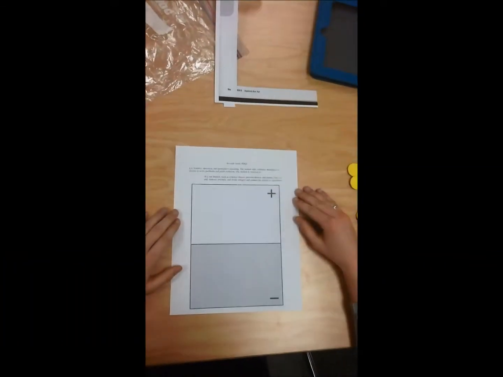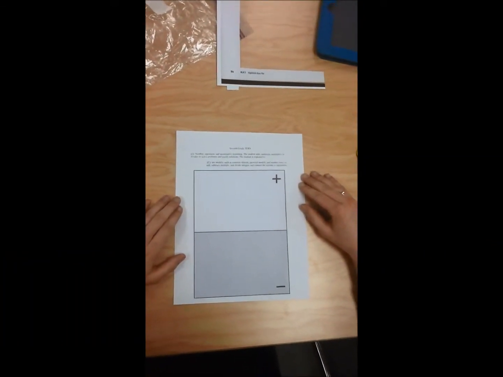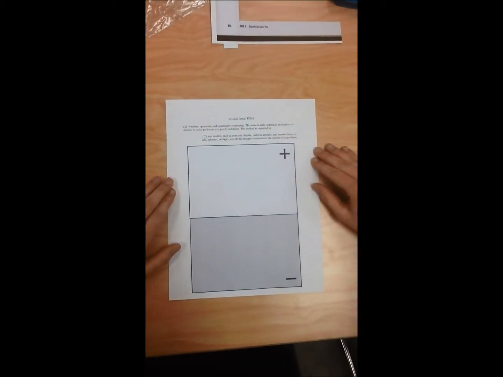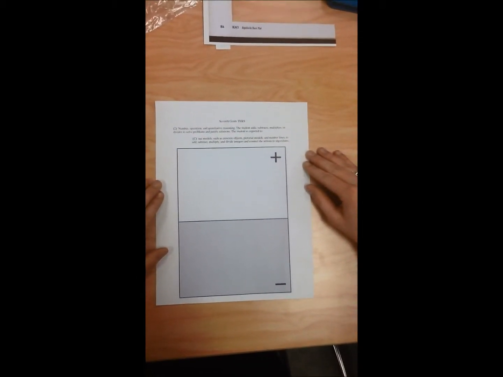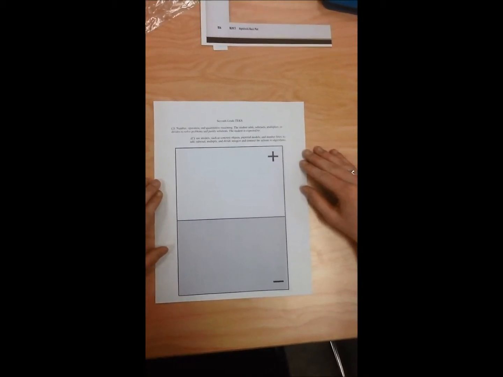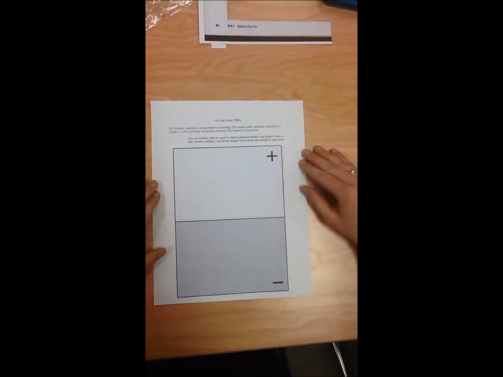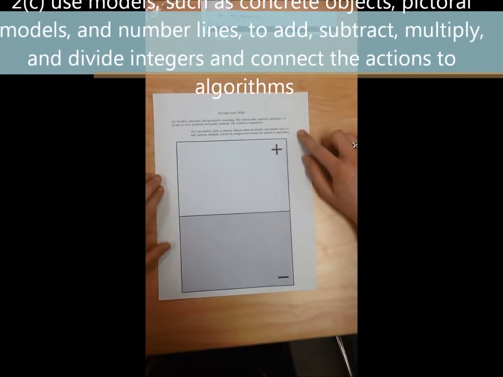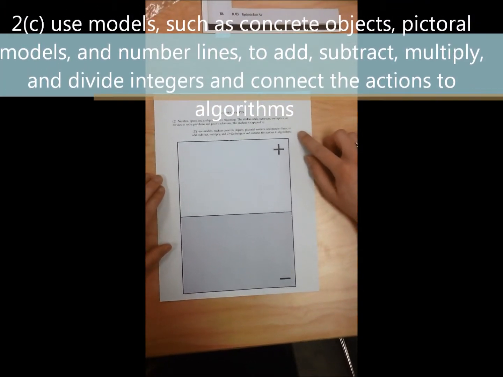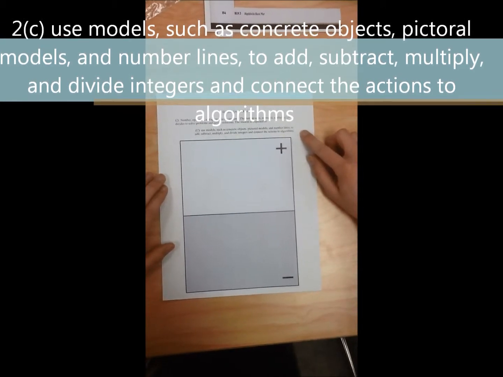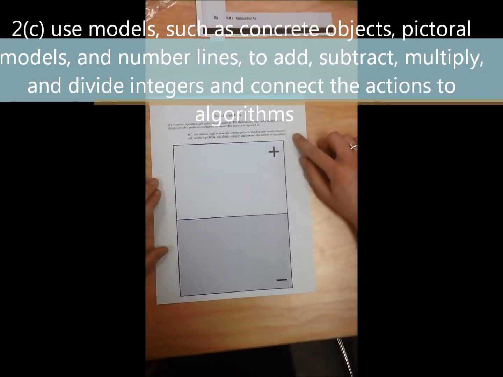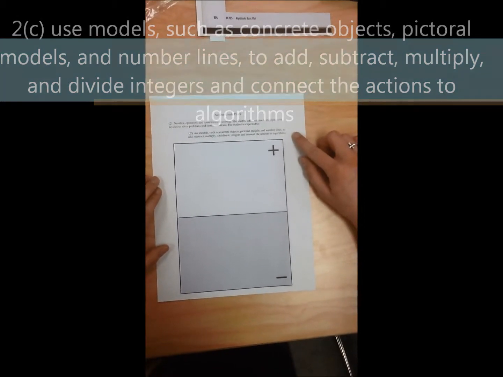Alright, so in this video we are going to be using manipulatives to do integer operations, specifically subtraction. The TEK that goes along with this is a 7th grade TEK number 2C that's listed right here. You can see that 2C says use models such as concrete objects, pictorial models, and number lines to add, subtract, multiply, and divide integers and connect the actions to algorithms.